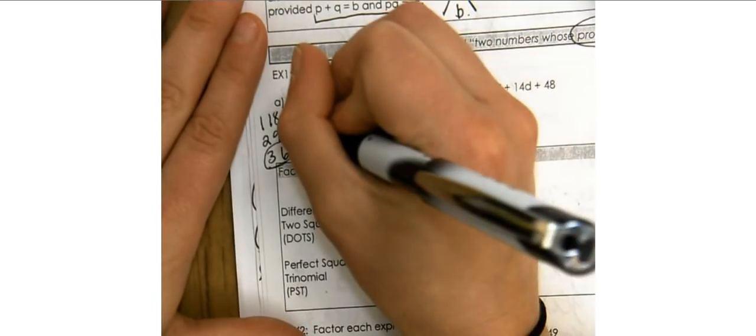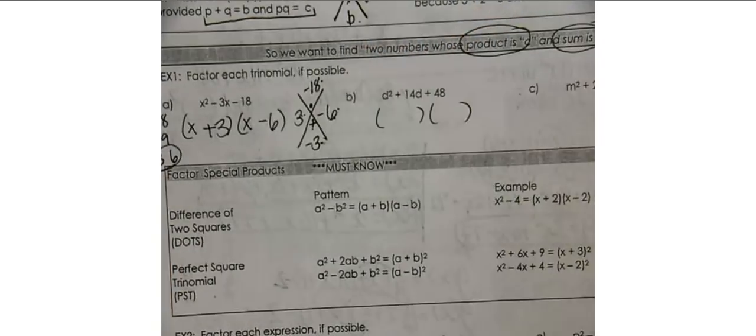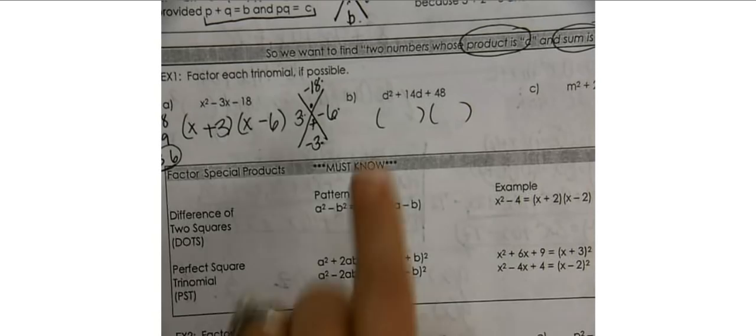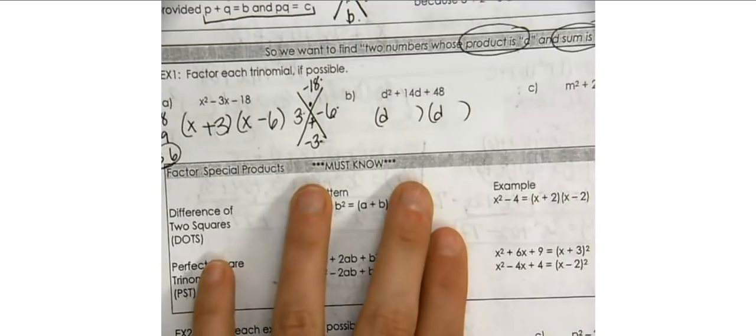It is. So therefore, I'm going to write x plus 3 and x minus 6, and that is simply my factorization. I'm going to look at letter B. For letter B, I'm going to write down my two parentheses because I know that's what my answer looks like, and I'm going to split apart the d squared into a d and a d, because I know that d times d is d squared.